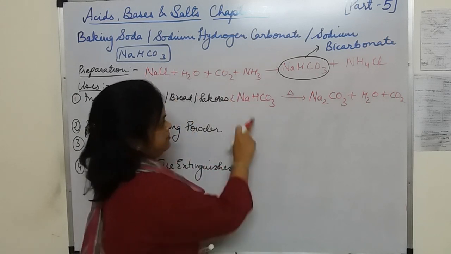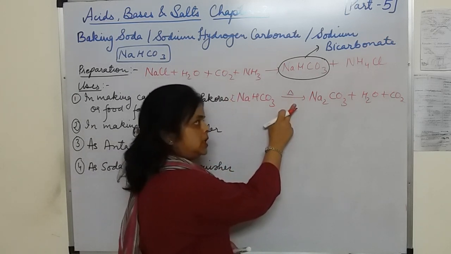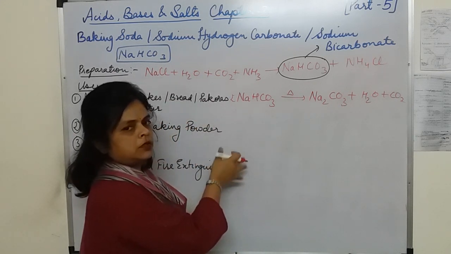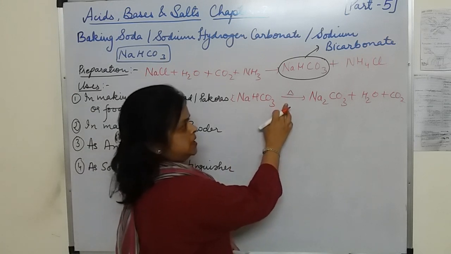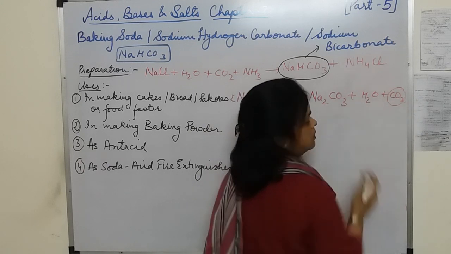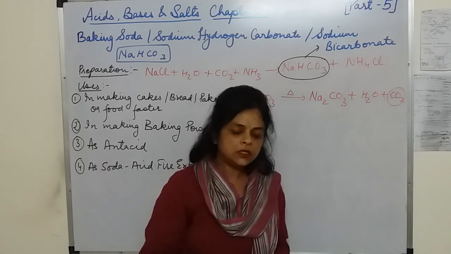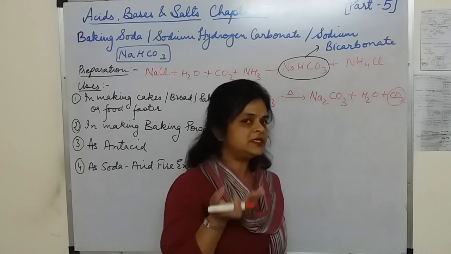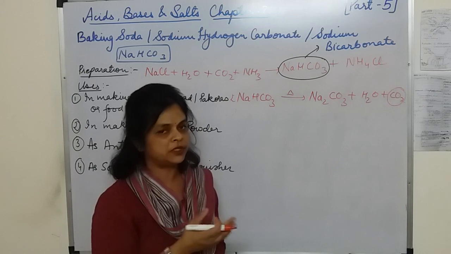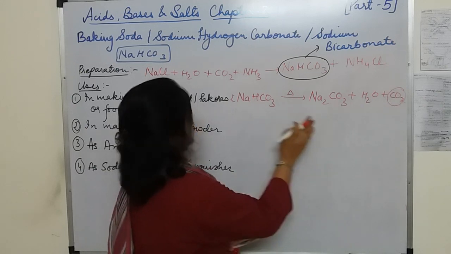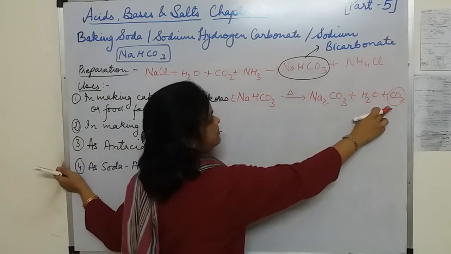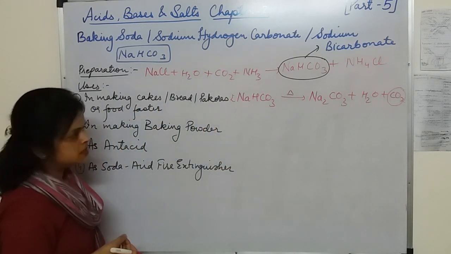Okay, that means sodium bicarbonate on heating, which is added in the batter of the cake or the pakoras, whatever you are preparing, forms sodium carbonate, water and carbon dioxide. Now when this carbon dioxide gas is produced, it rises upwards, and it gives the softness and the sponginess to the food to which it is added. So it is used in making crispy pakoras. Because of the formation of carbon dioxide, it becomes soft and spongy.